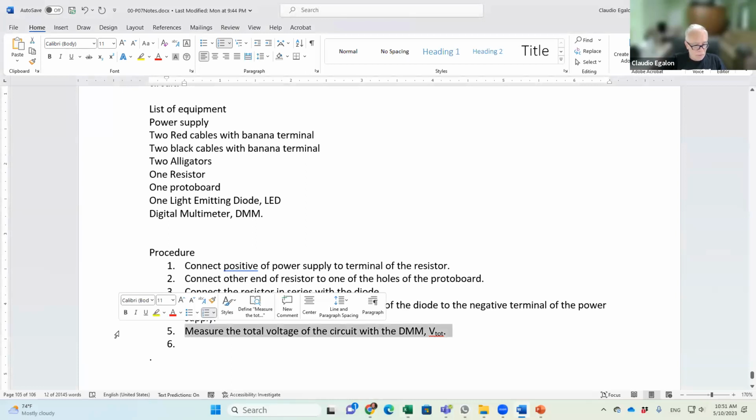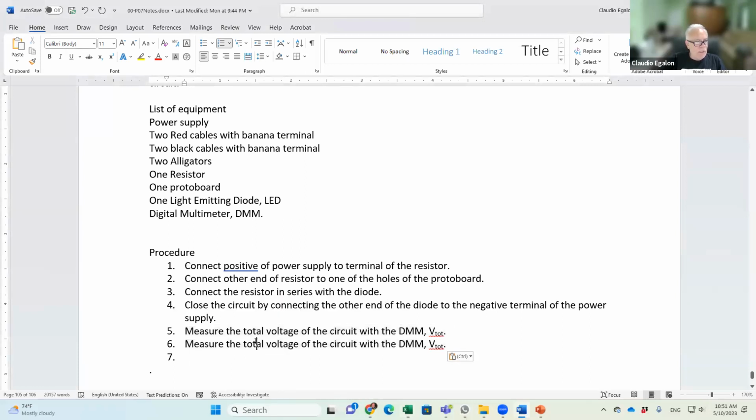So let's measure the total voltage of the circuit with the DMM. Measure the voltage across the resistor with the DMM, and that's going to be V1.